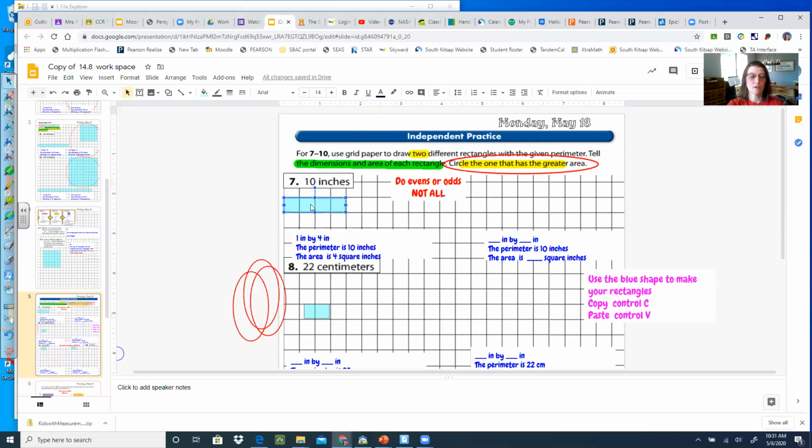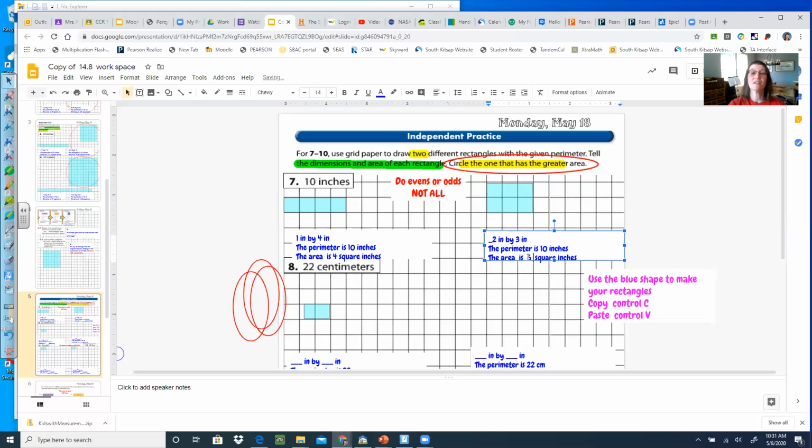Okay, now I'm going to copy. Control C, V. Now, there's no way to do a square on this one. If I did a 2 by 2, then that's only got a perimeter of 8, but it's close. Okay, so I've got a 2 by 3, because 2 plus 3 is 5, and 5 plus 5 is 10. And this one has an area of 2 times 3, which is 6.